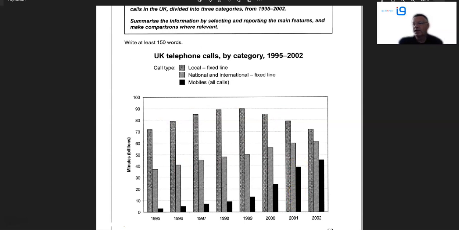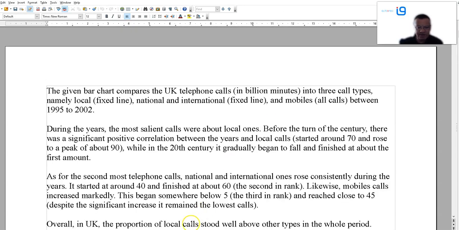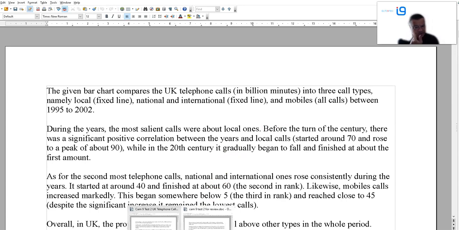So, let me get that out of the way. We'll look at mine first, I think. Yeah, that's a good idea.